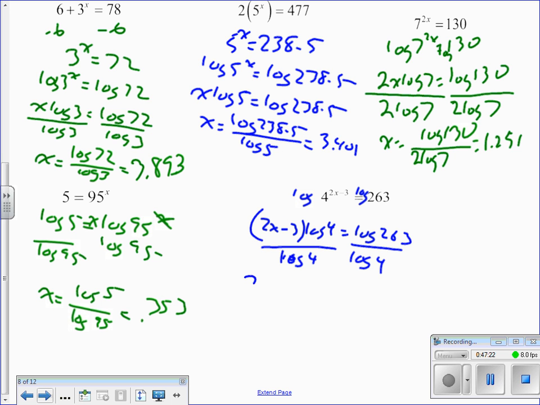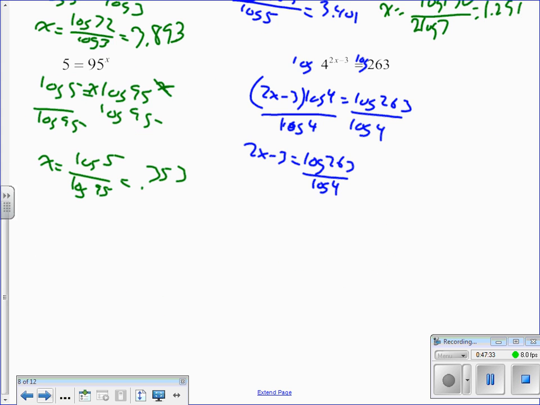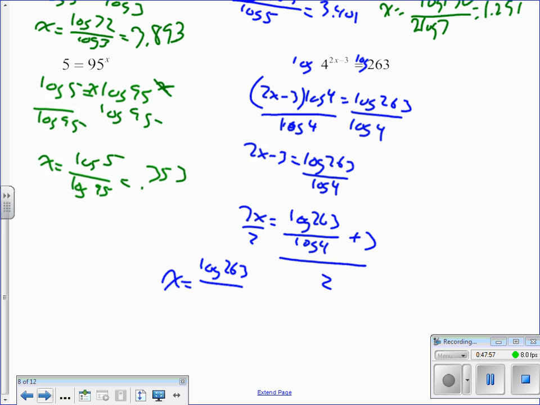So I get 2x minus 3 is equal to the log of 263 divided by the log of 4. Add 3 to both sides. Like I said, it gets really goofy in a hurry. 2x is equal to the log of 263 divided by the log of 4 plus 3. And then divide both sides by 2. So x equals the log of 263 divided by the log of 4 plus 3, all divided by 2. Yeah, I know, it's a pain in the butt.